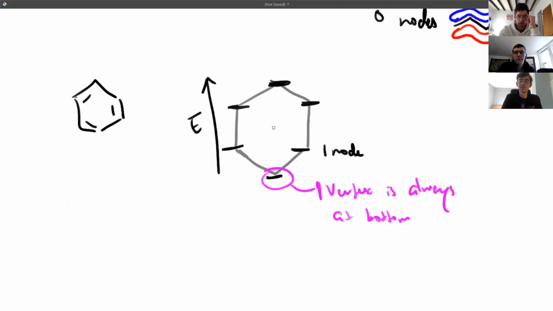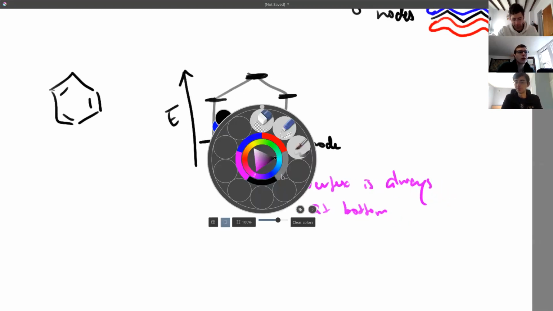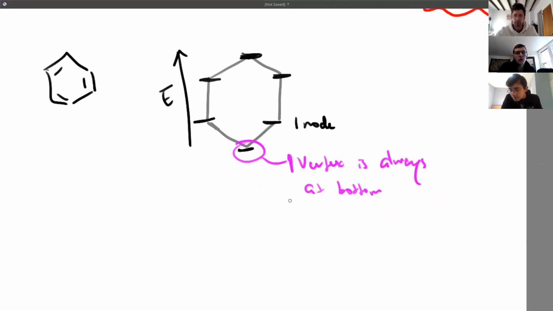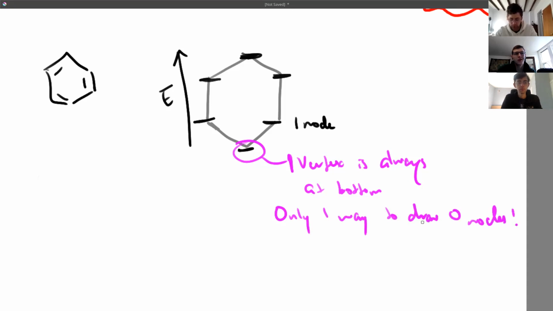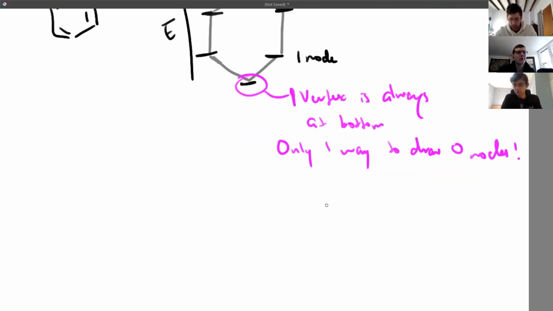Yeah, the bottom one has to have 0 nodes, right? You can only get one arrangement where you have 0 nodes. Exactly, there's only one way to draw this with 0 nodes, which is you just draw the molecule itself. Let me draw this a little bit funky. I'll draw it really flat, so it's kind of like laying down.